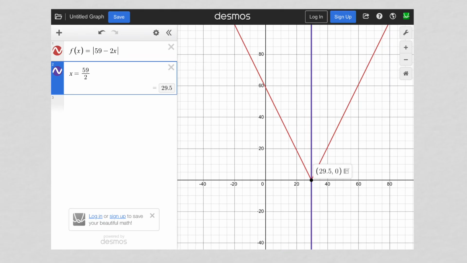Here's choice B. In this case, x or k is 59 halves. And we see when that happens, we're here at the vertex of this absolute value graph, and 0 is definitely not 29.5 times 3. So that's why choice B is incorrect.